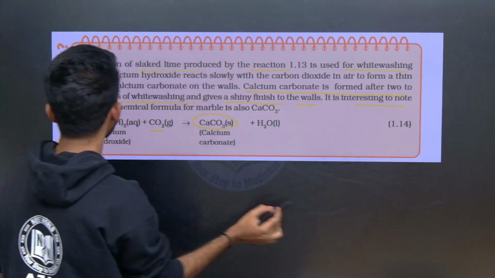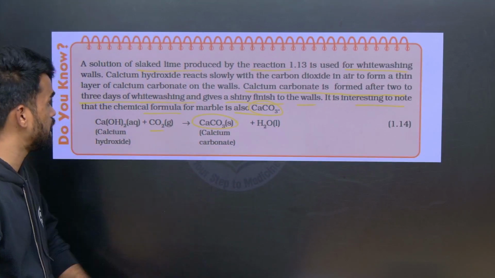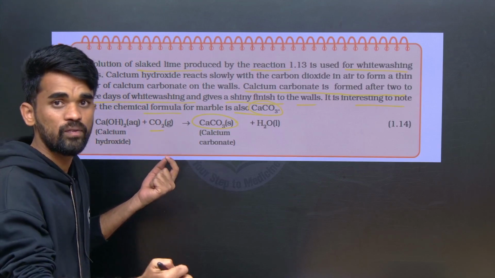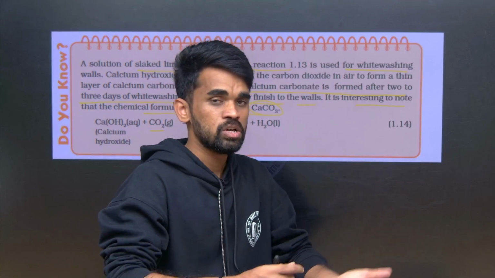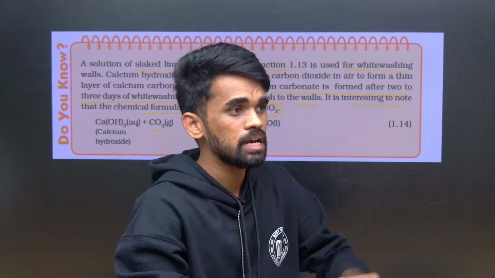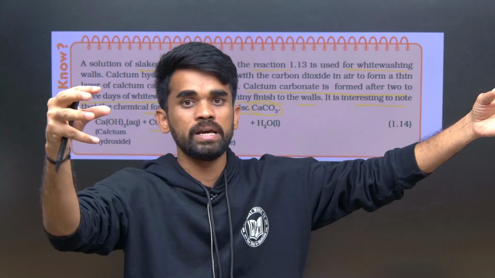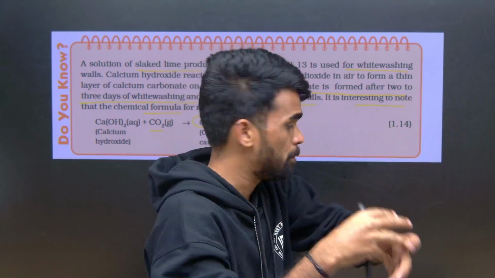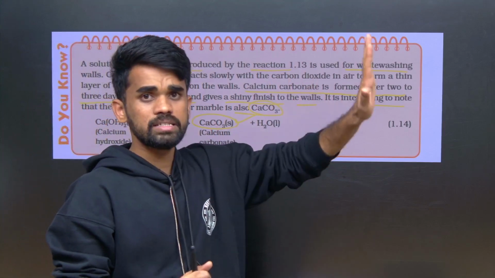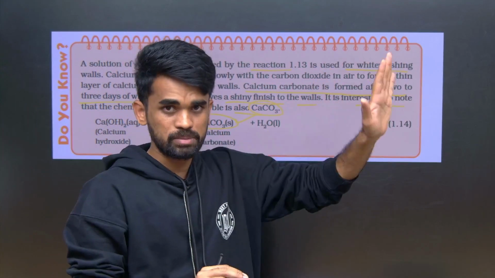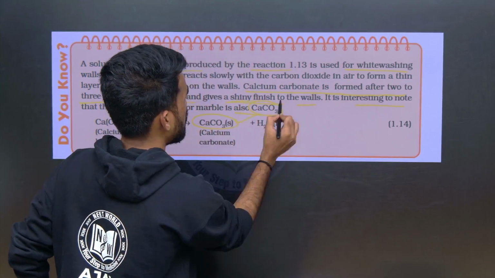It is interesting to note that the chemical formula of marble is also CaCO3. We will come back to that. What we studied here is that slaked lime, calcium hydroxide, is formed from calcium oxide when dissolved in water. When it is applied on the walls, the slaked lime and the carbon dioxide present in the atmosphere react, combine and form calcium carbonate. This is a solid white substance that appears on the wall and is responsible for the shiny finish.